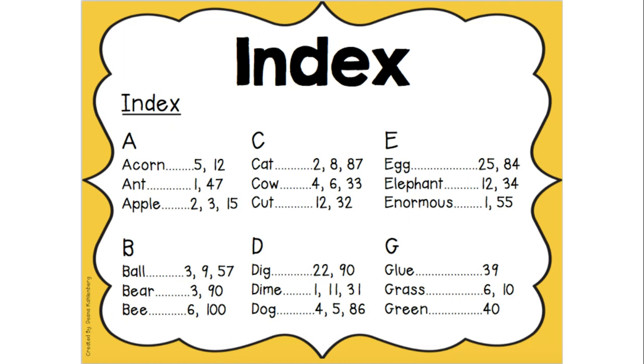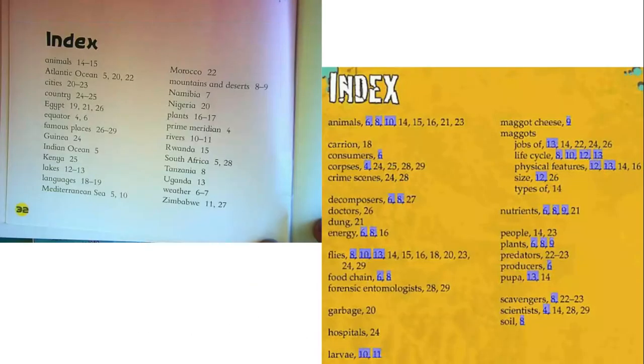This is super helpful if you're maybe writing a report on a specific topic, such as this one. Maybe you're writing a report on ants. So you see on page 1 and page 47 is where you can find more information. So you go to those pages, figure out your information, and that can help you write maybe a report or a paper or just learn more about that topic.